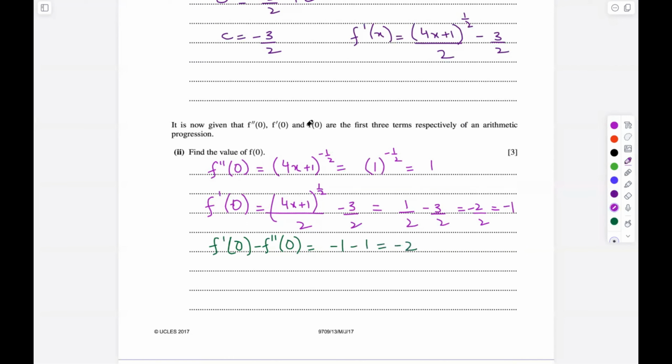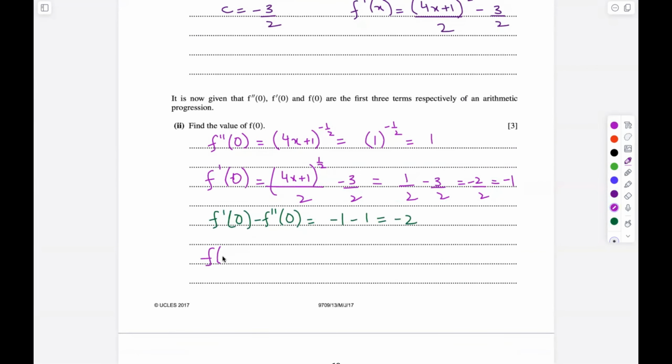It means that f of 0 will have a similar difference from f dash of 0. So the value for f of 0 will be equals to the value of f dash of 0, which is minus 1, and the common difference, which is minus 2. So minus 1 minus 2, which will be equals to minus 3.